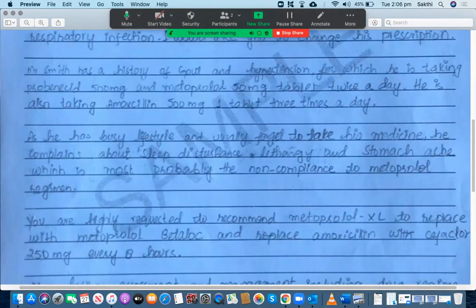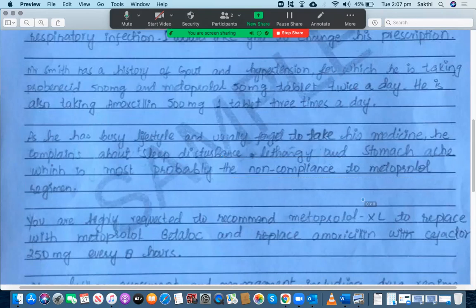He complains about sleep disturbance, comma, lethargy, and stomach ache, which is most probably due to the non-compliance of the medication, Metoprolol. It is most probably due to this condition, am I right?